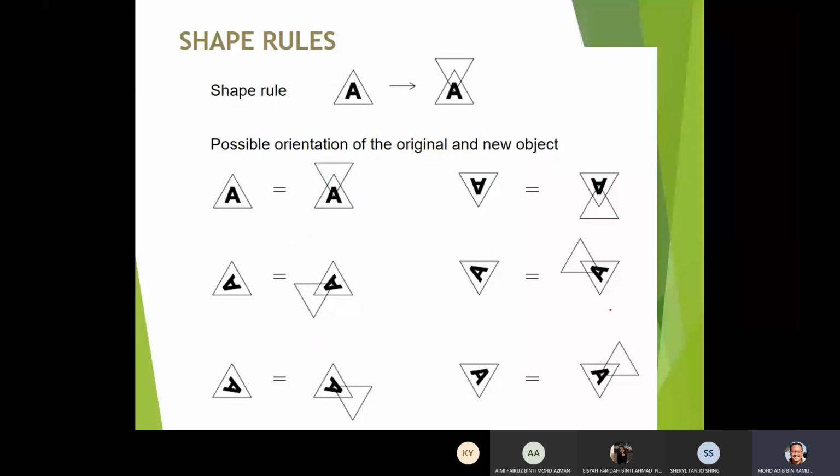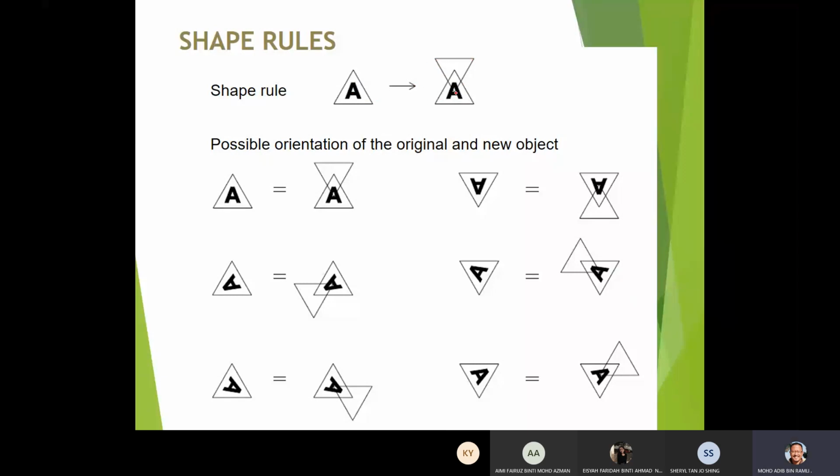Okay. Another example of shape rules. The shape itself is just an equilateral triangle, a triangle with the same sides. Okay, this triangle, but the A is just the label to show you the orientation of the object. So the shape rule specifies that you need to add another identical triangle with that kind of arrangement.